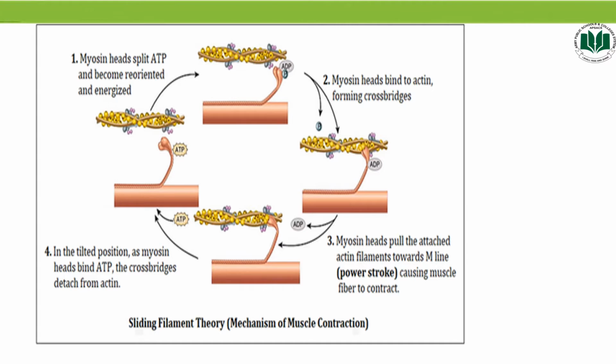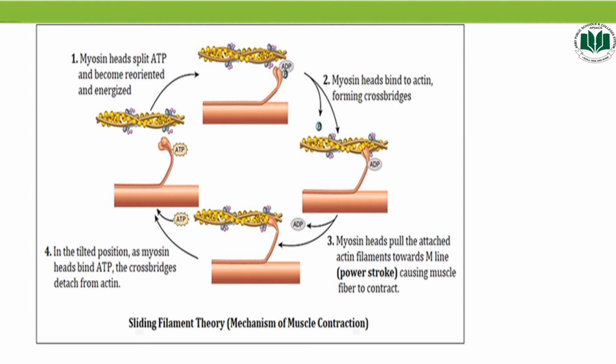This is like sliding the fingers of your hand between the fingers of the other hand. The sliding over of the filaments is the reason that the muscles get shorter and thicker. So students, according to the sliding filament theory that explains the mechanism of muscle contraction, it basically consists of four main steps, as you can see in the diagram.